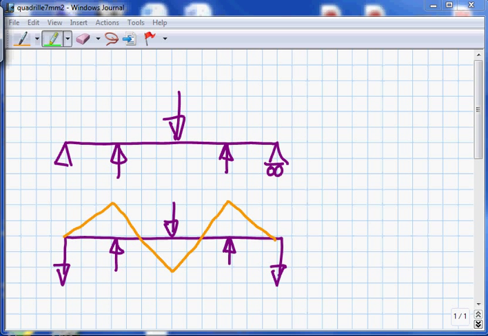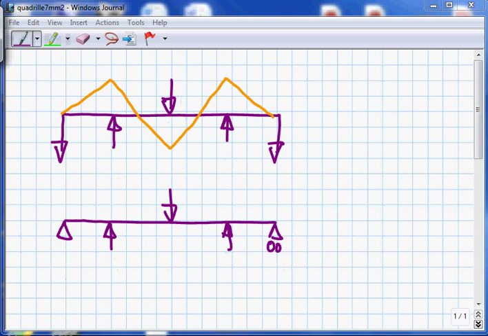This illustrates another point as well, which is that when a beam finishes on a pinned support, the bending moment there must be zero. Be careful though, that doesn't mean that whenever there's a pinned support the bending moment is zero. It's just when a beam ends on a pinned support. How do we draw the bending moment diagram in that case?